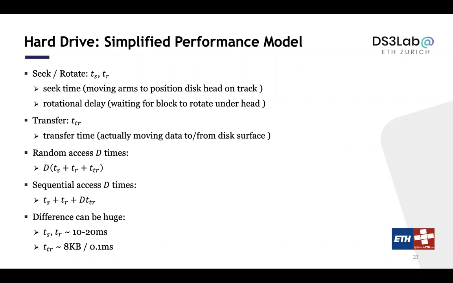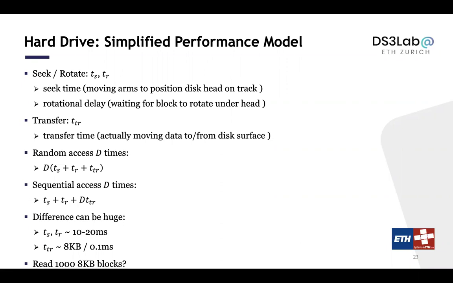If your information is just scattered around on the disk, so that every single time I access a piece of information I need to wait for the seek and rotate, that's going to be very, very slow. That's the performance for random access. Whenever you have all the information stored sequentially on your hard drive, you only need to seek and rotate once, and it's usually much, much faster because you are dominated by the transfer time instead of the seek and rotate time.